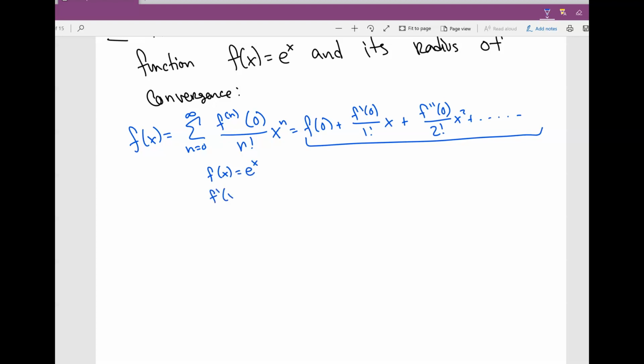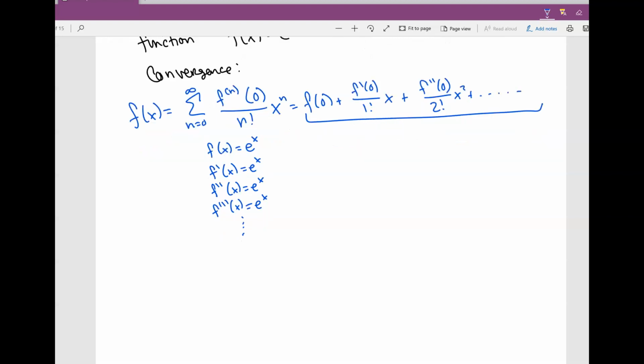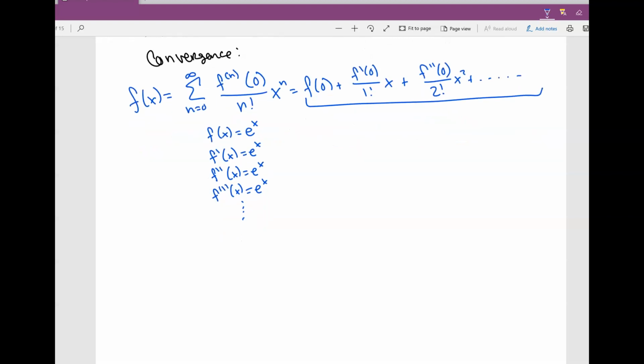Take the first derivative, I still get e to the x. Take the second derivative, I still get e to the x. Take the third derivative, I also get e to the x. So no matter how many derivatives I take, it's always going to be exactly the same.